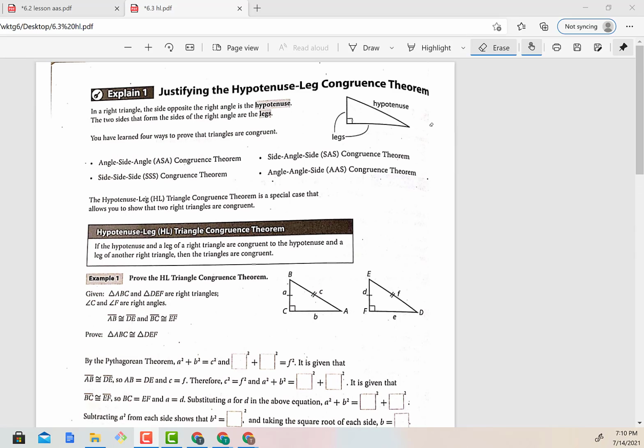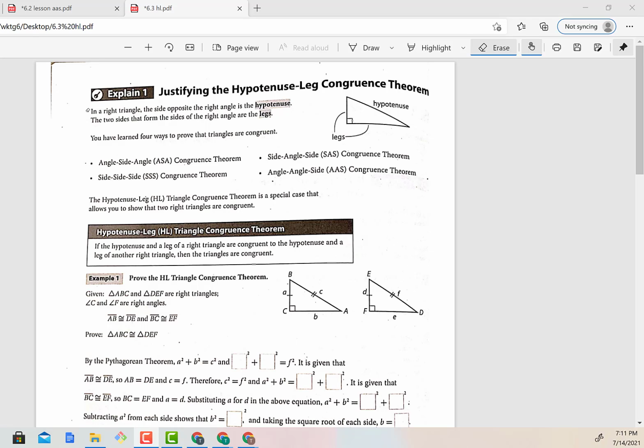All right, so we are in section 6.3 HL. I'm on Explain 1 where it says justify the Hypotenuse Leg Congruence Theorem. So first off, some review vocabulary.